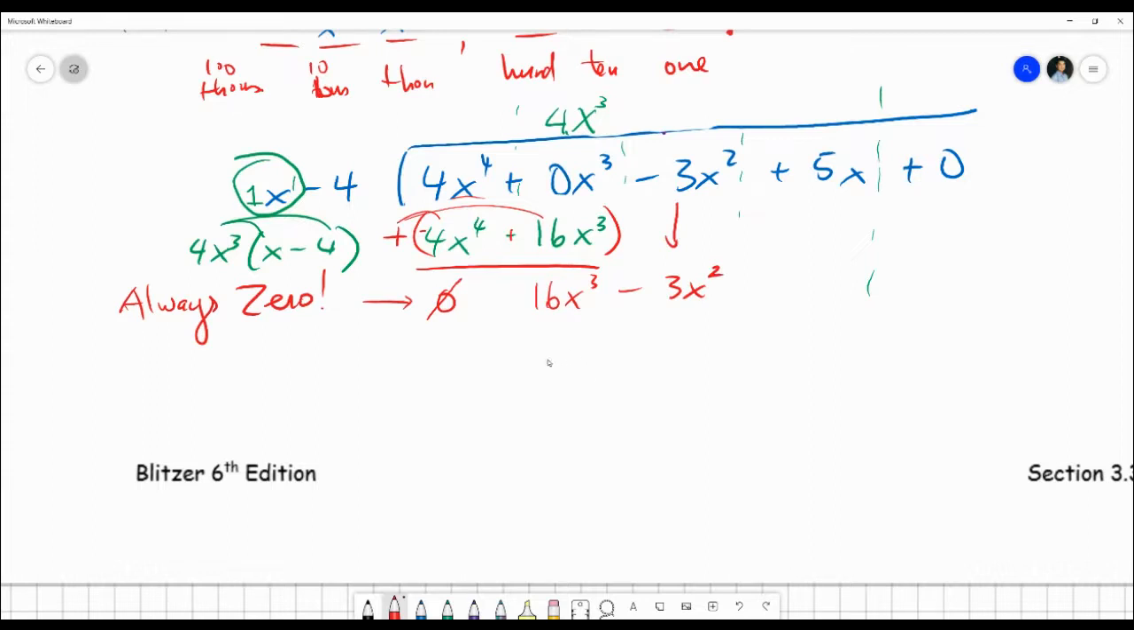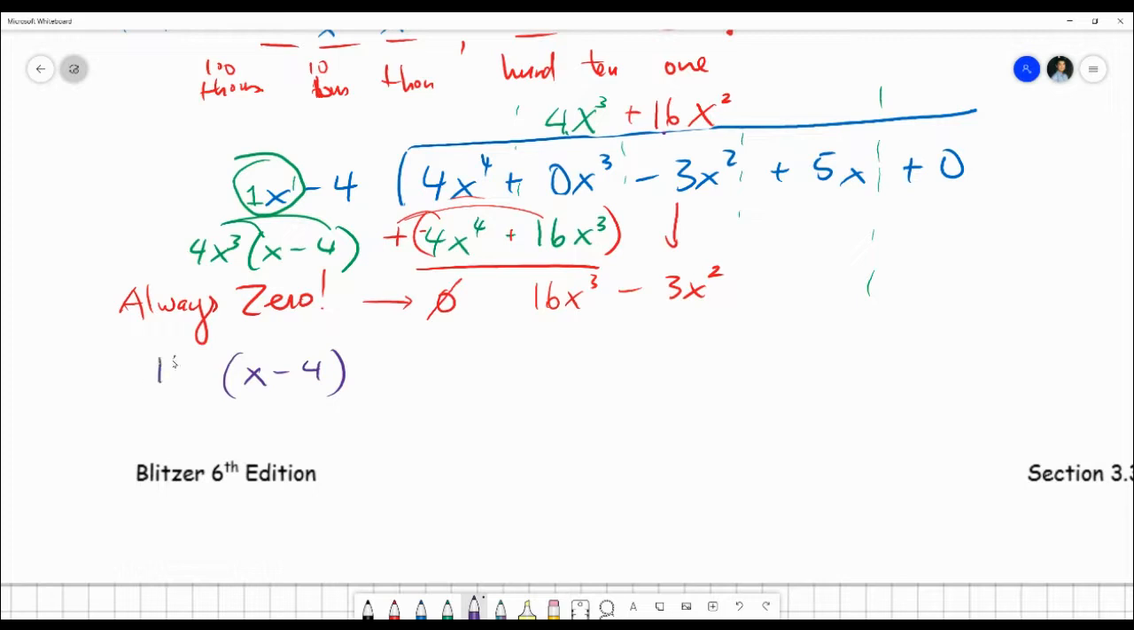Okay, so now we're going to start all over again. So here, x times what gives me 16x cubed? So I know I need to have an x squared here. 1 times what gives you 16? That's a positive 16. And then we're going to take our divisor, I'm sorry, we're going to take our quotient, multiply with our divisor.